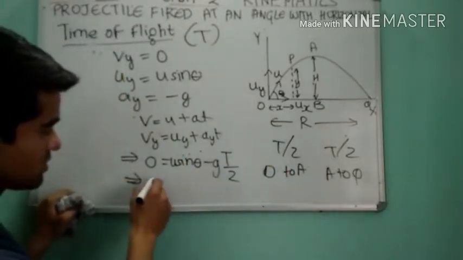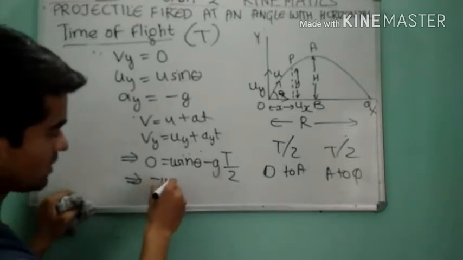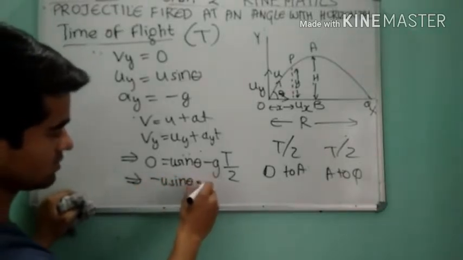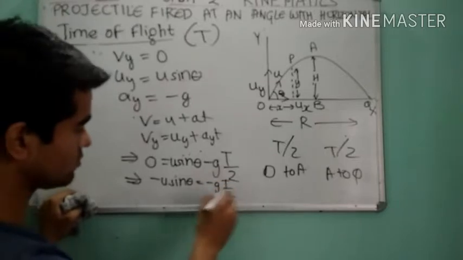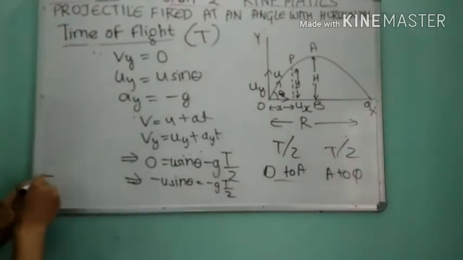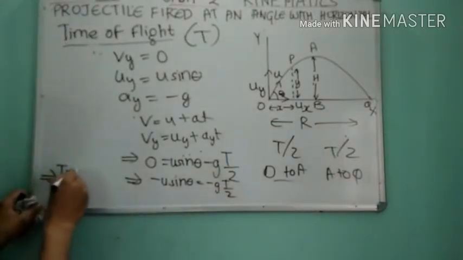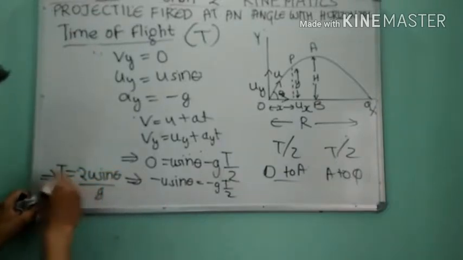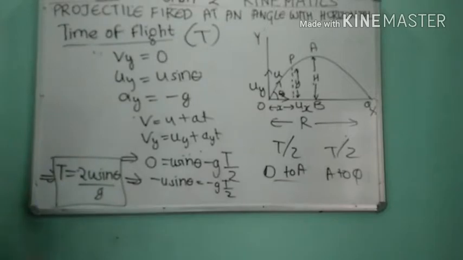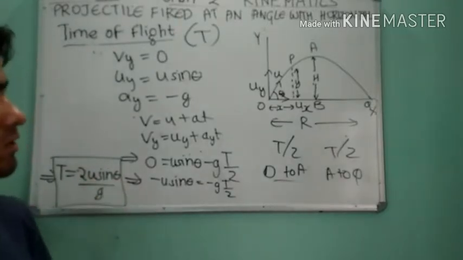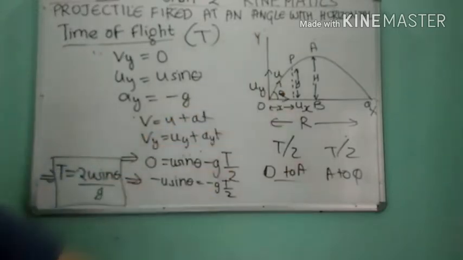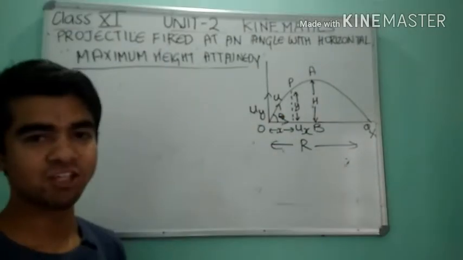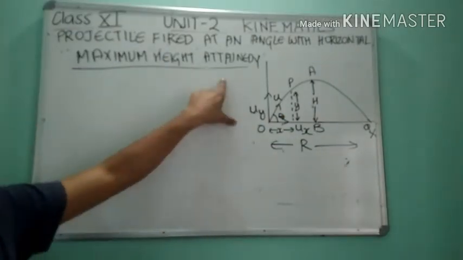So the expression becomes 0 equals u sine theta minus g times T by 2. Solving it further, we get T is equal to 2u sine theta upon g. This is the expression for the time of flight of a projectile at an angle theta with the horizontal. Next topic is maximum height attained by the projectile.